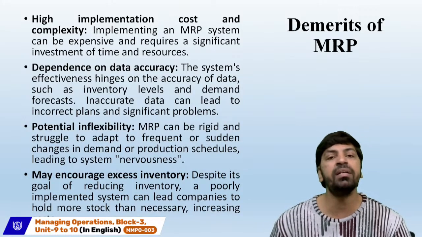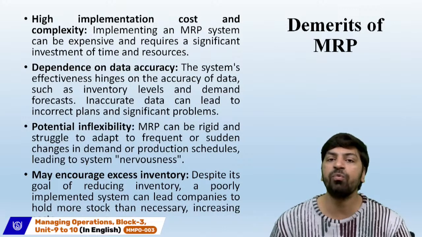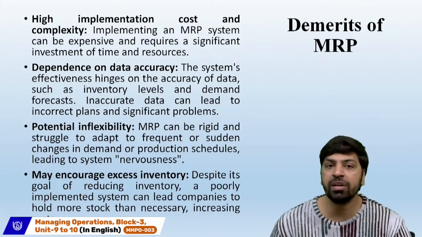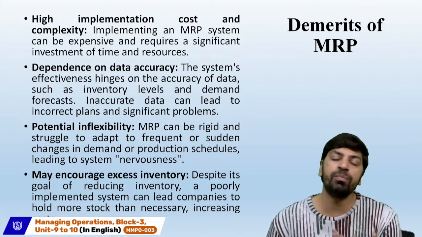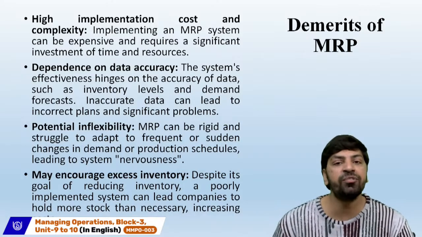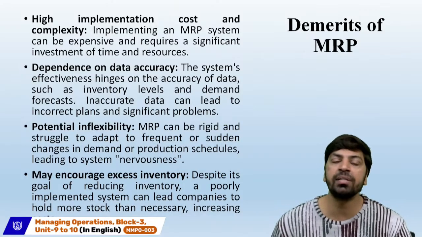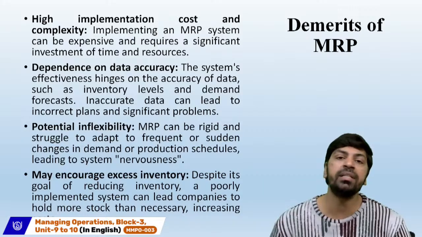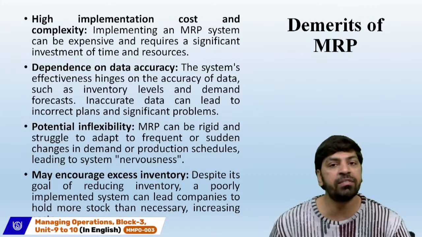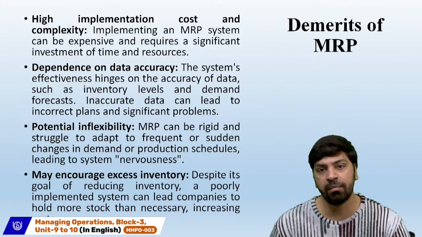Next is dependence on data accuracy. The system's effectiveness always depends on the accuracy of the data, related to inventory levels and demand forecast, because if the data is inaccurate, it leads to incorrect plans and significant problems.